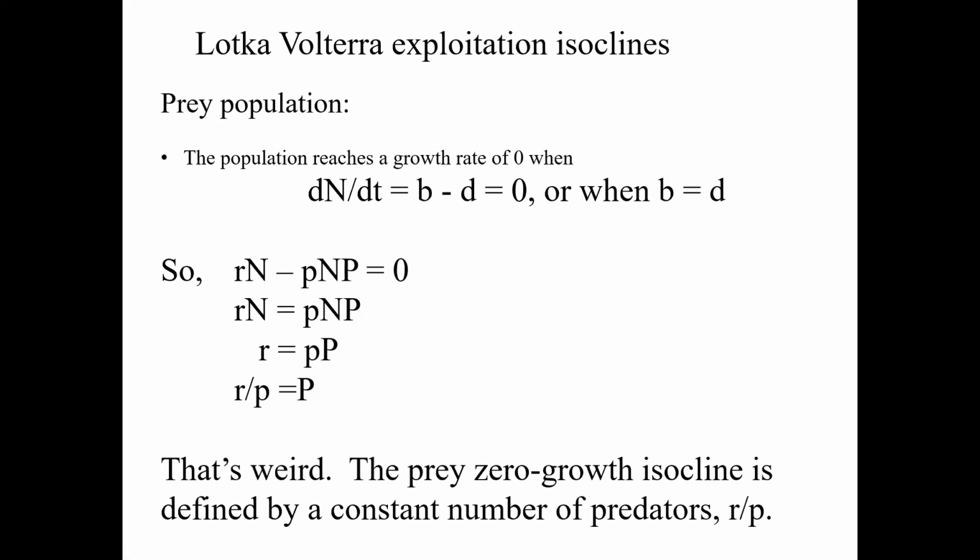Logically, that's about as strange a result as I can imagine. Not only that, but it's a constant number of predators. It's r, the birth rate, divided by p, the predation rate. When the number of predators equals the birth rate divided by the predation rate, you have the prey population that does not grow. Well, here's a problem with this. It's a constant. r divided by p is a constant. So that means we've got a really weird looking graph.